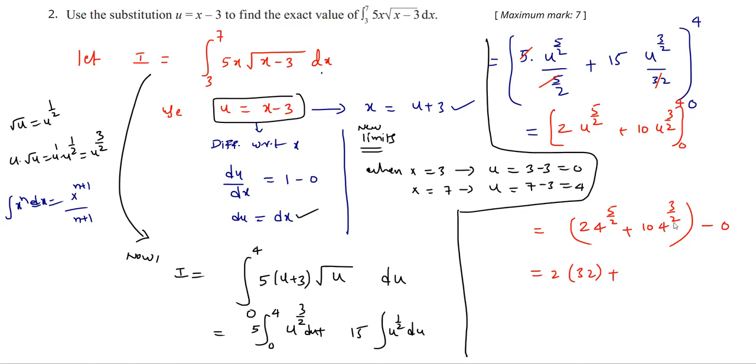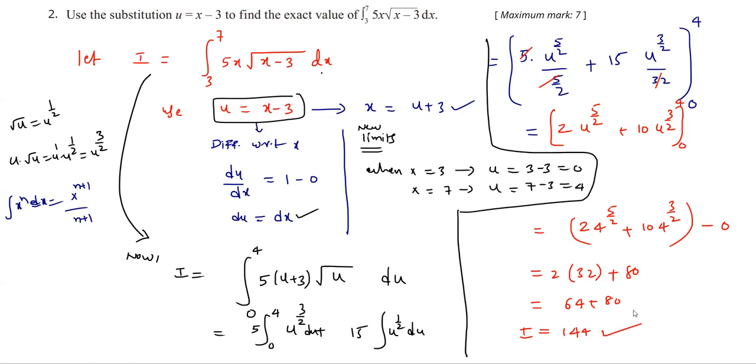Plus here, the square root of 4 is 2. 2 cube is 8. 8 times 10, 80. So finally, this is 64 plus 80, which is 144. So the given integral value is finally equal to 144.